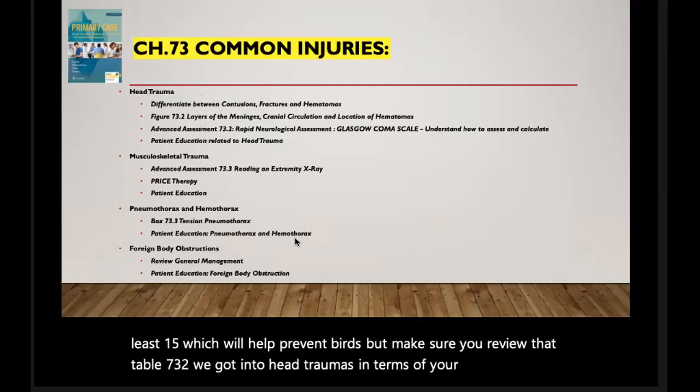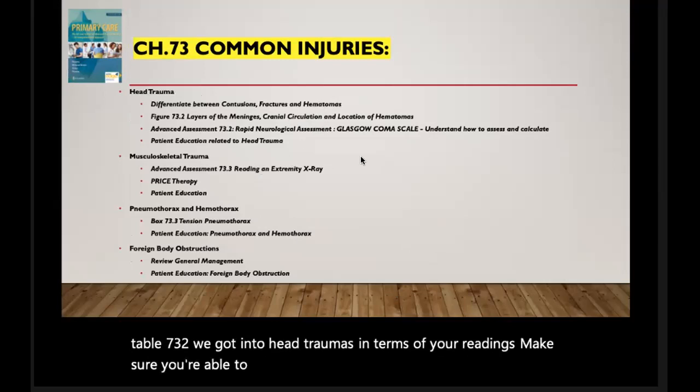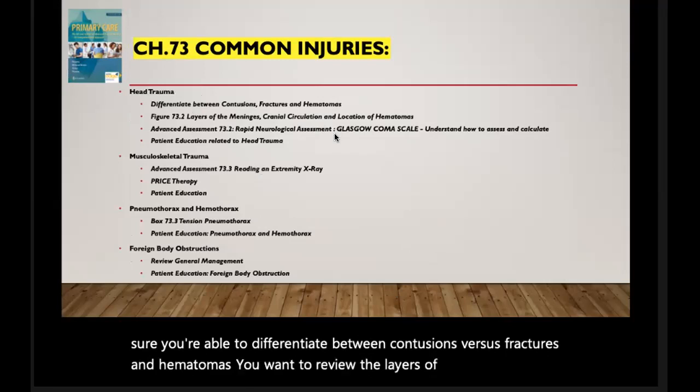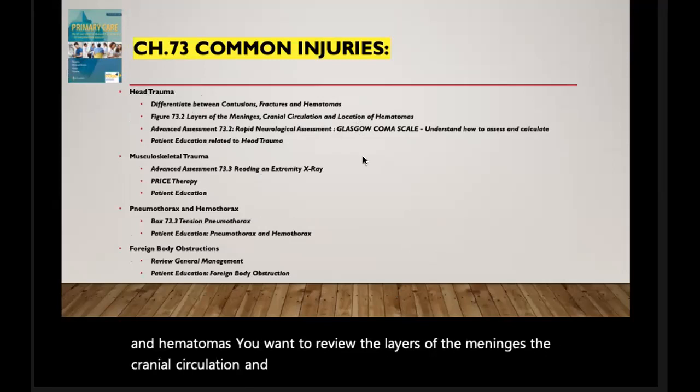Make sure you're able to differentiate between contusions versus fractures and hematomas. You want to review the layers of the meninges, the cranial circulation, and the location of the hematomas. I do have a slide in that to review as well.